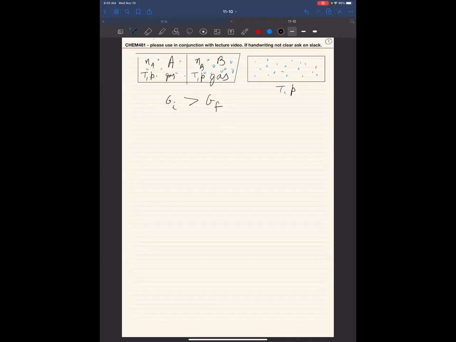So my claim last time was, and we are going to show, that delta mixing G, which is defined as G final minus G initial per mole, is going to be RT times XA, the mole fraction of A, ln XA, plus XB ln XB. This is the equation that we are trying to derive today. And once we derive it, we will look at it. It's got some wonderful mathematical properties, which actually matter a lot.